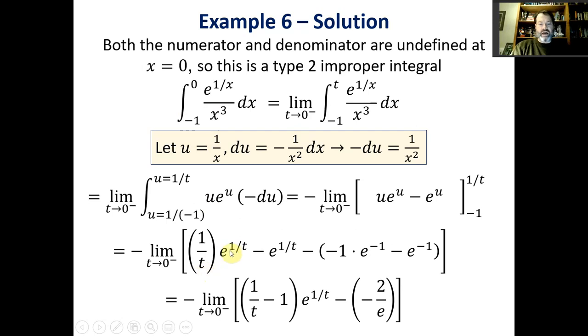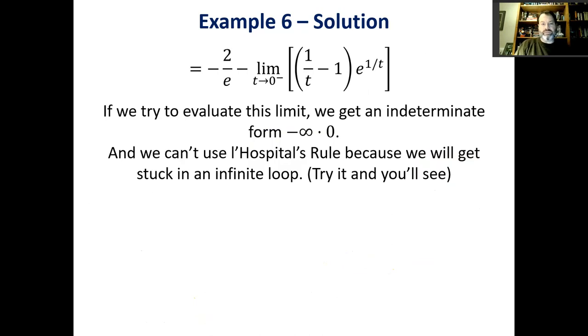So I factored out e to the 1 over t, which leaves me with 1 over t minus 1 times e to the 1 over t. Minus, these are like e to the minus 1 is really 1 over e. So we have negative 1 over e minus 1 over e. Well, that's minus 2 over e because we have 2 of them. Again, that negative is still out front. And then you just simplify it a little bit.